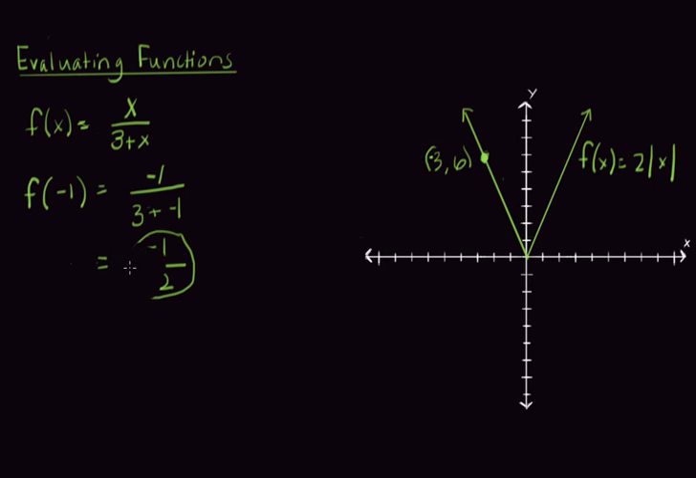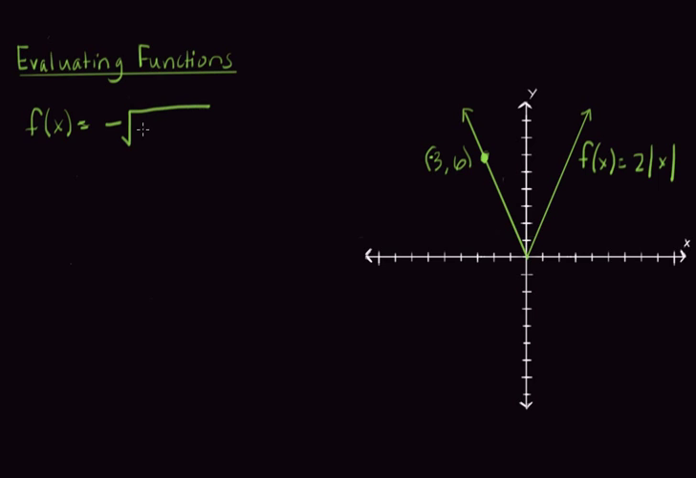Let's try one more example. This time I'm going to try a radical function. A function that involves a radical expression is one that has a square root or a cube root or any other kind of root involved. So I'm going to take f(x) = negative the square root of x squared plus 6. This is my function. I'm going to try evaluating this when x is 4.